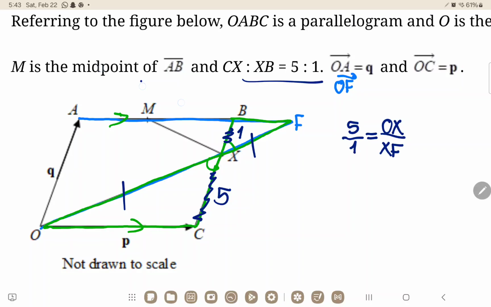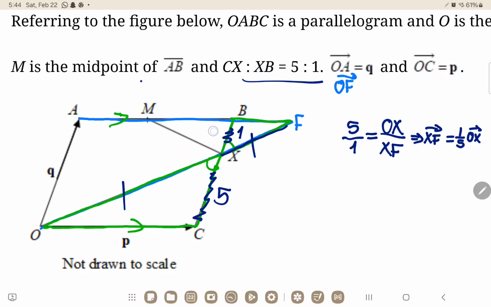And to find XF, we need to find this line. So now, XF, when you cross multiply, is equal to 1 over 5 OX. Don't ask how we got it. All we did was cross multiply, because it becomes 5XF equals OX, and then you divide by 5 on both sides. You'll get this in the end. So this is what we have so far.